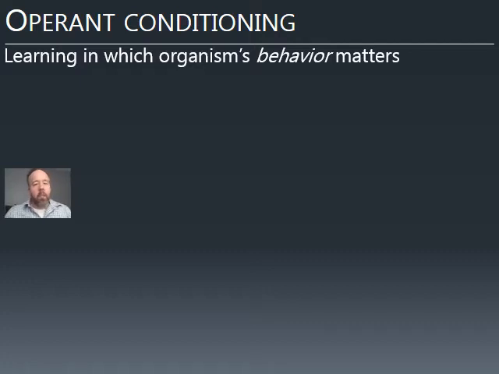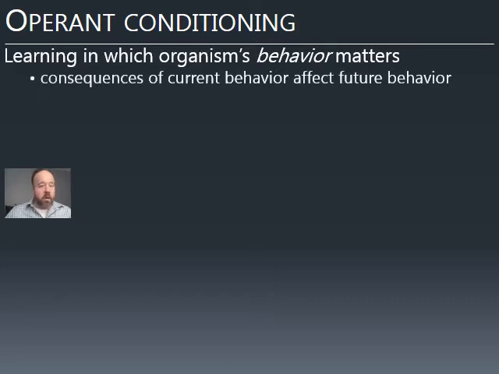But that brings us to operant conditioning, which is a different form of learning. And this is learning in which the organism's behavior matters. It affects the future. It affects what the animal learns. And specifically, it means that the consequences of current behavior affect future behavior. So current behavior produces some result. The animal learns the connection between the behavior and the result, and then alters their behavior in the future depending on whether or not they want that result to happen again.